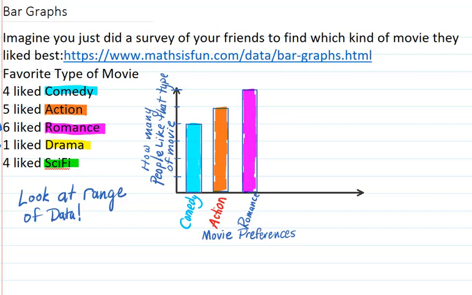Now I'm going to move on to drama. Drama is going to be the least favorite, so that box is only going to be 1 high. And I'm going to fill that with yellow because drama we highlighted in yellow.